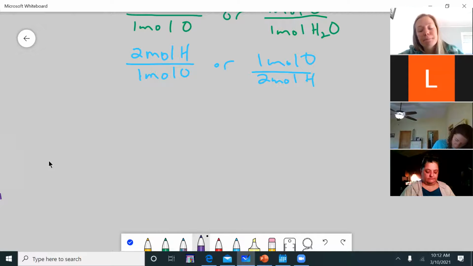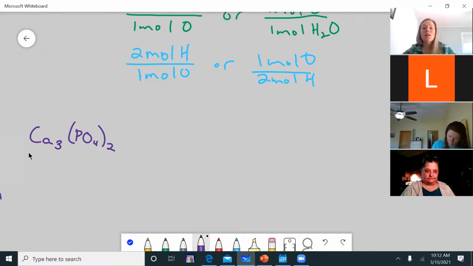What do I want to do? Ca, I'm going to give you something a little tricky. Ca3(PO4)2. Okay. So I want you to tell me, what are the mole relationships between all the elements?